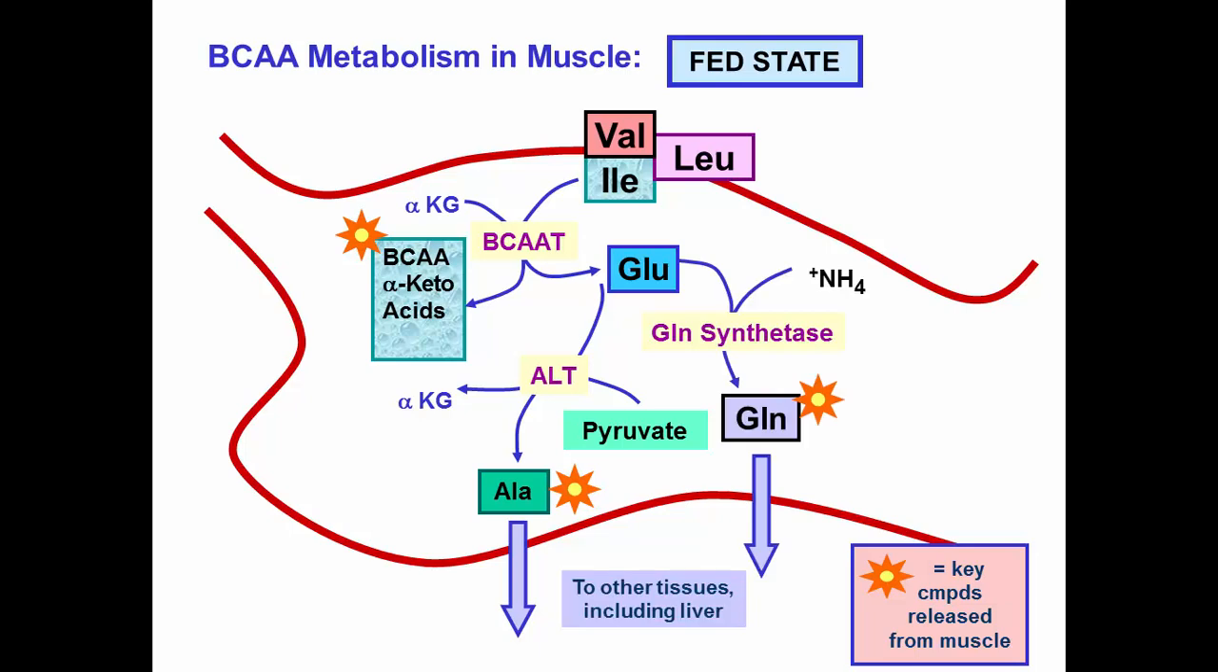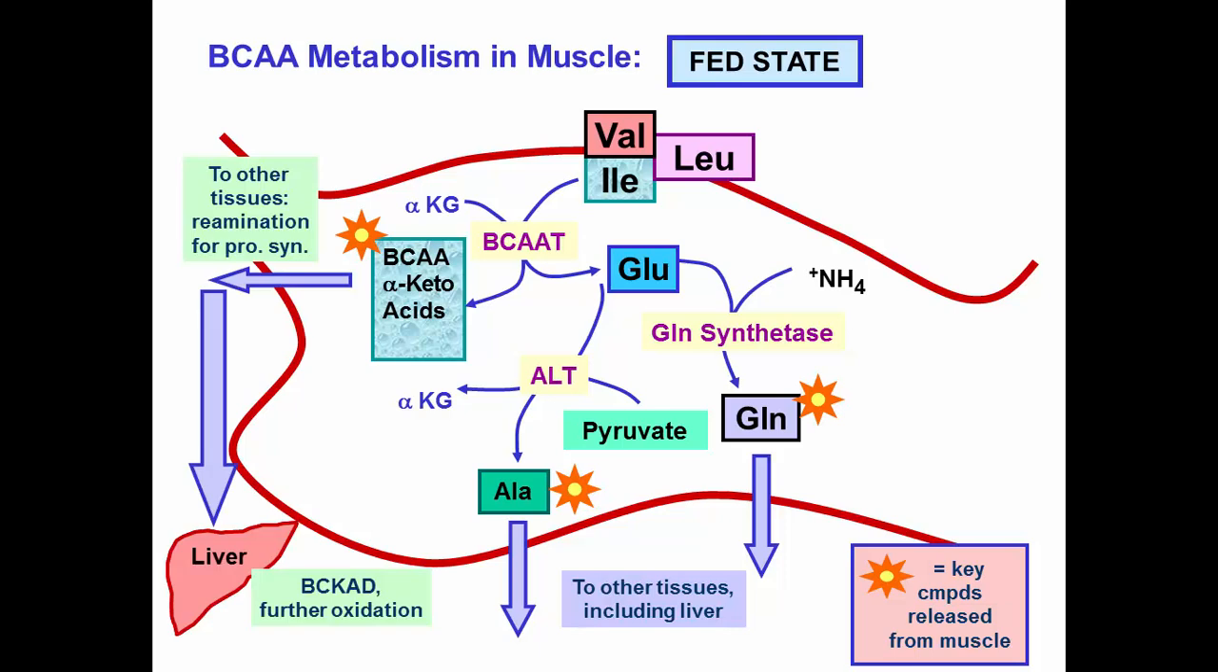The other thing that's kind of interesting is that the muscle, I told you the muscle is a major producer of glutamine, right? So it has to have the enzyme machinery to make glutamine, and that means it's got glutamine synthetase. Okay? So glutamine and alanine are the major export products from the muscle in the fed state.